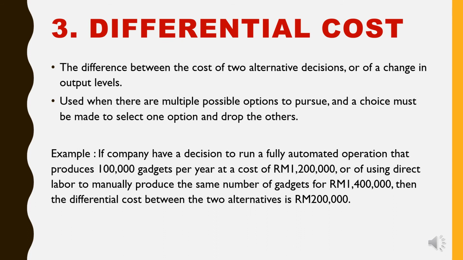per year at a cost of 1,200,000, or of using direct labor to manually produce the same number of gadgets for 1,400,000, then the differential cost between the two alternatives is RM 200,000.